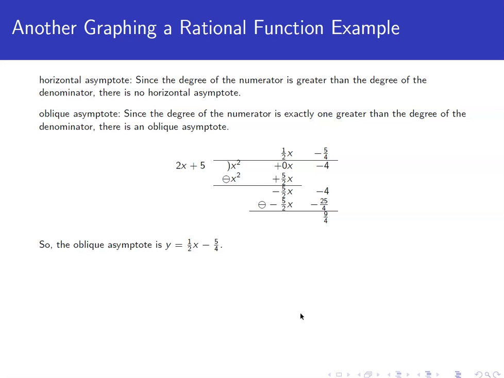For the horizontal asymptote, the degree of the top was 2 and the degree of the bottom was 1, so there is not a horizontal asymptote. However, the degree of the numerator is 1 greater than the degree of the denominator, so there is an oblique asymptote. We can find that oblique asymptote through polynomial long division. Here is the work for that. The quotient is 1/2 x minus 5/4, so the line y equals 1/2 x minus 5/4 is our oblique asymptote.